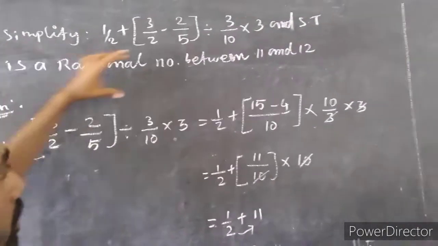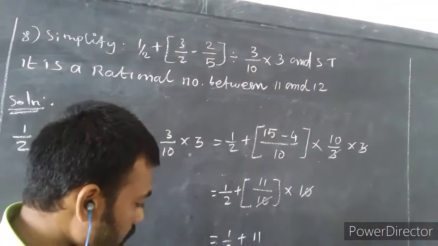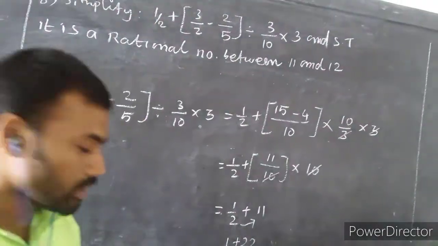Okay, students. The given question is to verify the two results: the first one and the second one. This is the first answer and the second answer. That's all. Thank you, students.